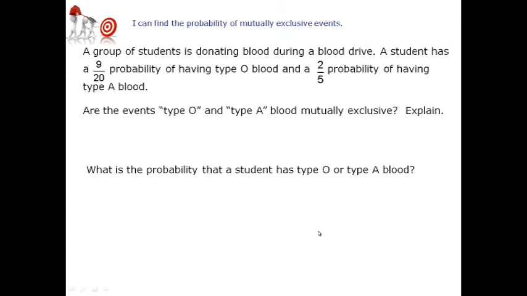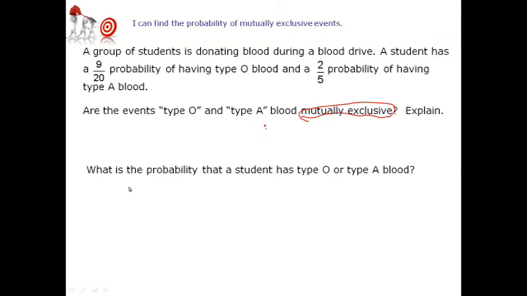So a group of students is donating blood during a blood drive. A student has a 9/20ths probability of having type O blood and a 2/5 probability of having type A blood. Are the events type O and type A blood mutually exclusive? Well, what do you think? Can you have more than one type of blood? No, so they are mutually exclusive. A person can only have one type of blood.